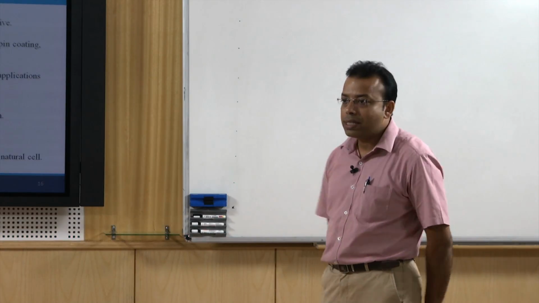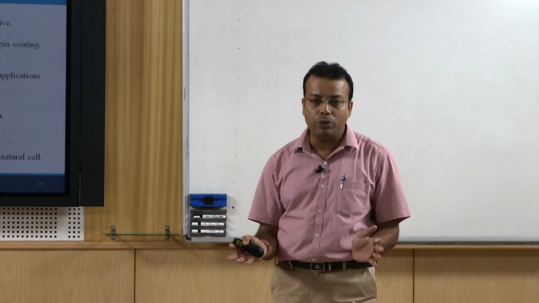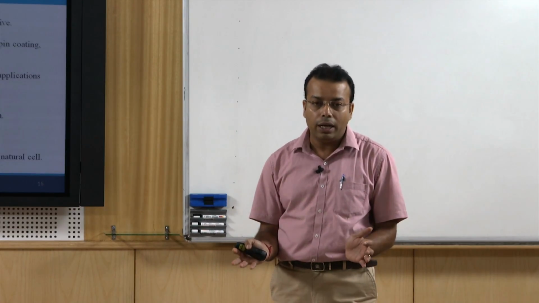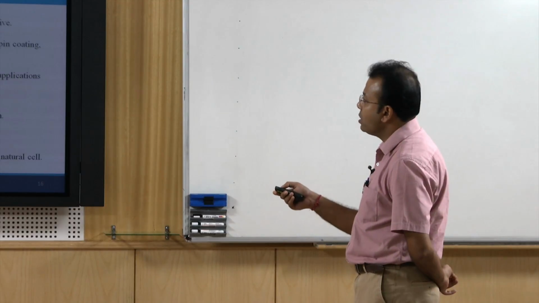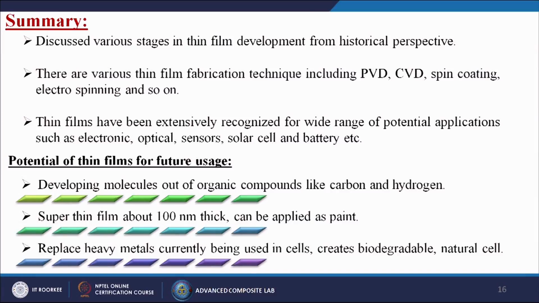So, now in summary we are going to discuss what we have learned from this particular lecture. We discussed various stages in thin film development from a historical perspective. There are various thin film fabrication techniques including PVD, CVD, spin coating, electrospinning and so on. We have already discussed all those things in detail in our earlier slides.